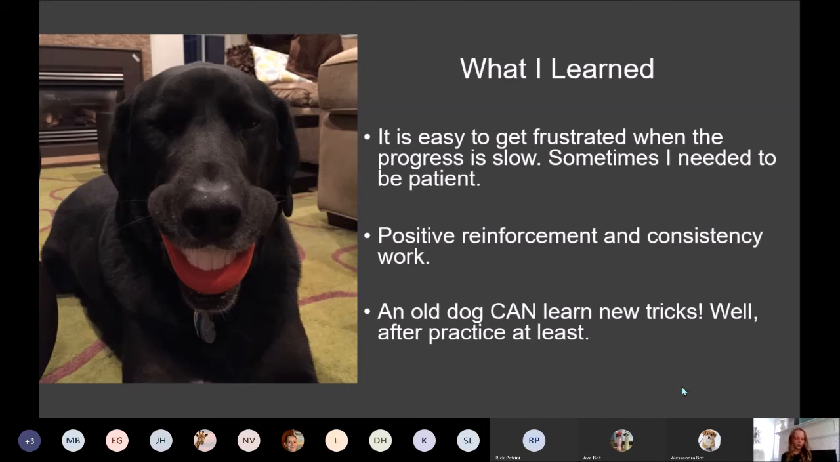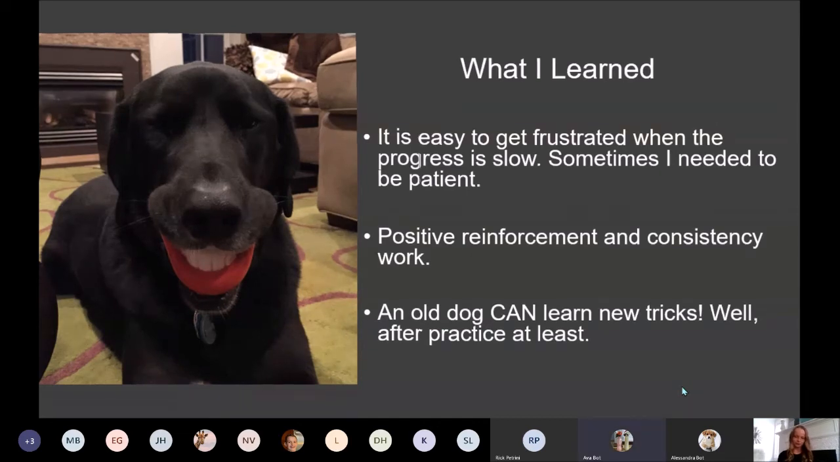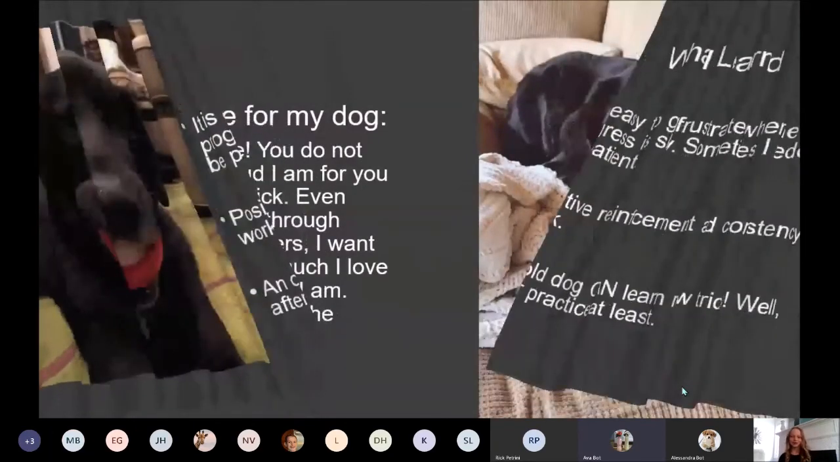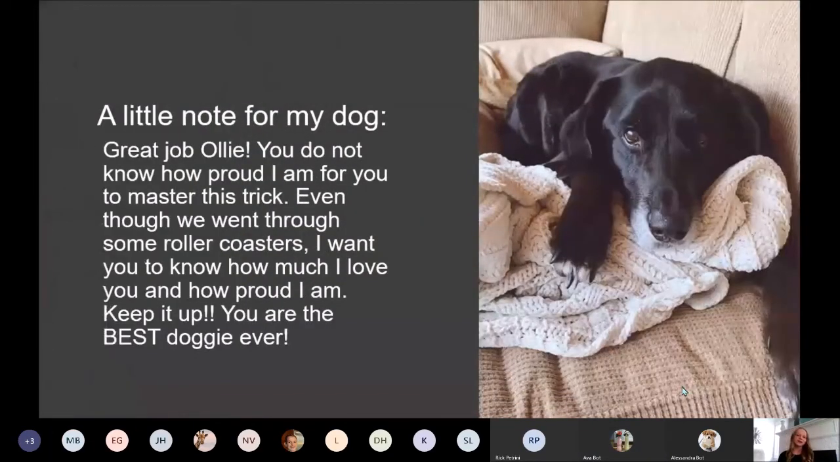Will I continue to train Oliver? Well, I did make a really strong connection with Oliver, and I really enjoyed our time together, so I will definitely continue to train my dog. And I have a little note for Oliver. Great job, Ollie. You do not know how proud I am of you for mastering this trick. Even though we went through some roller coasters, I want you to know how much I love you and how proud I am. Keep it up. You are the best doggy ever.